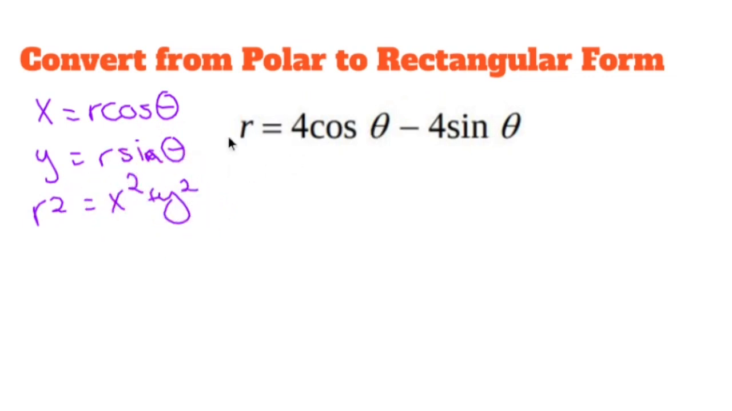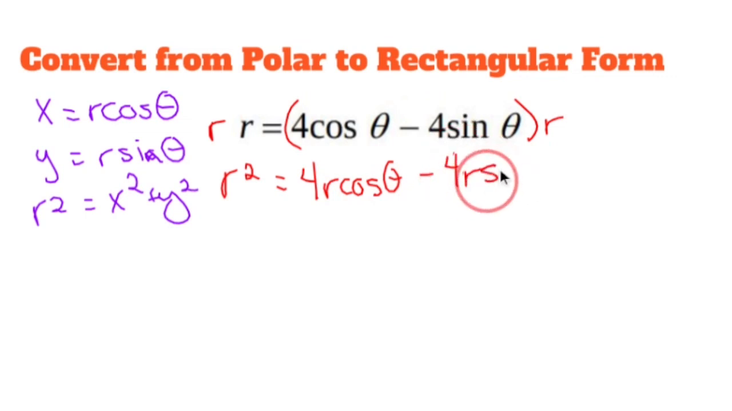So in order for us to make this look like stuff with x's and y's, first thing we need to do is turn that r into r squared. Let's multiply it by r. If I multiply the left by r, I have to multiply the right by r. So the left is now r squared, and we'll change that in a little bit. Distributive property puts that r right after the 4. So 4, oh, look at that, r cos theta, minus r times 4, oh, r sin theta.